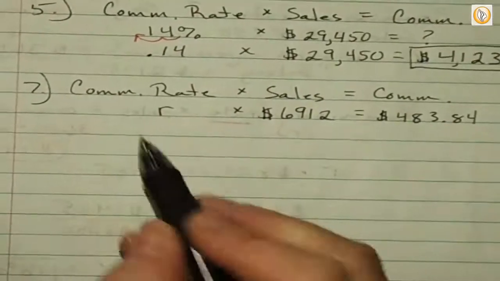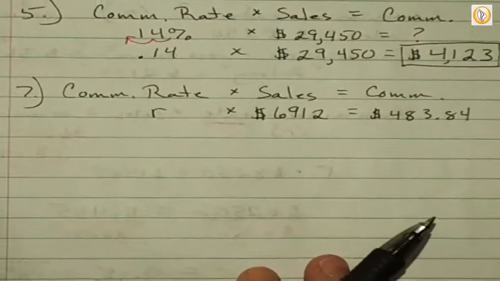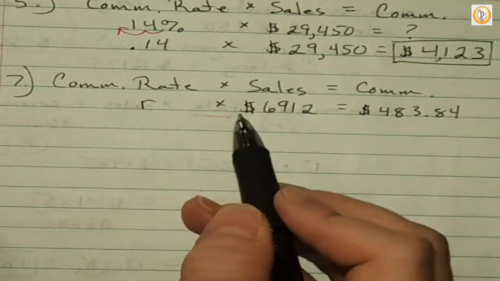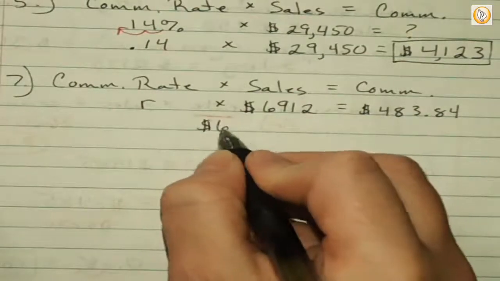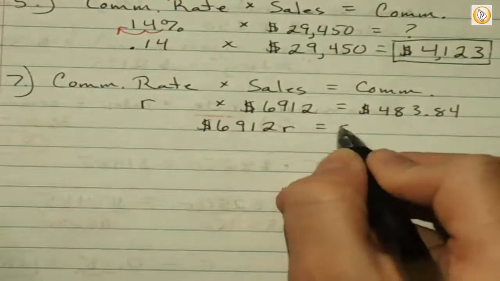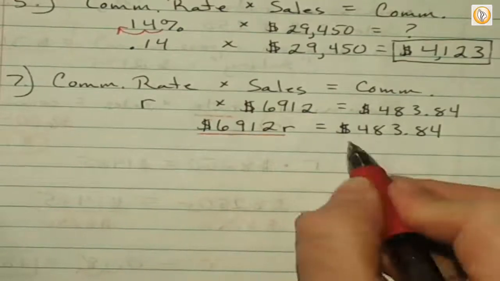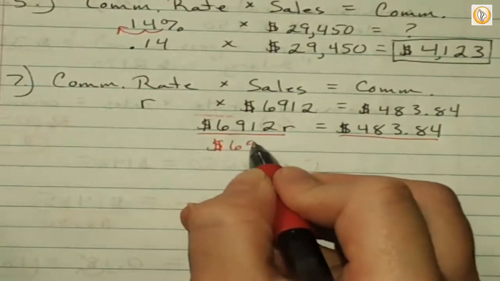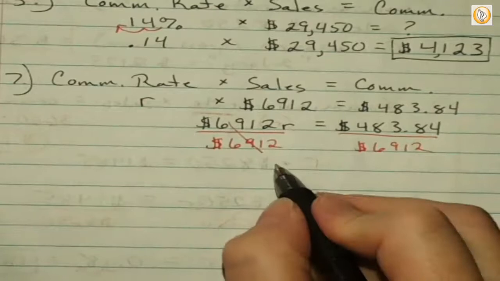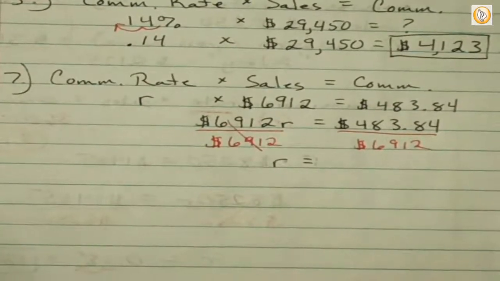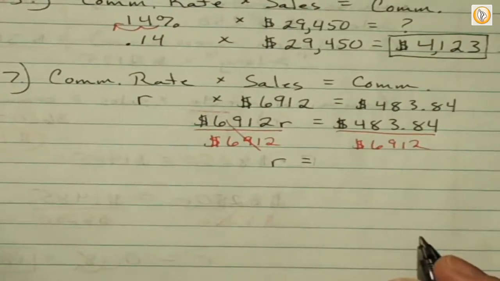So if you would just write your formula and plug in the information exactly how it's written, then you can start solving. So what is R times 6,912, Michaela? 6,912 R. That's right. And then we just do good old inverse operations. Raise your hand when you have come up with the rate.